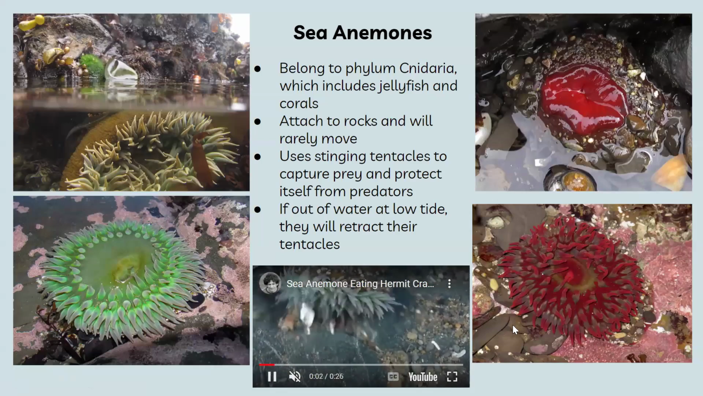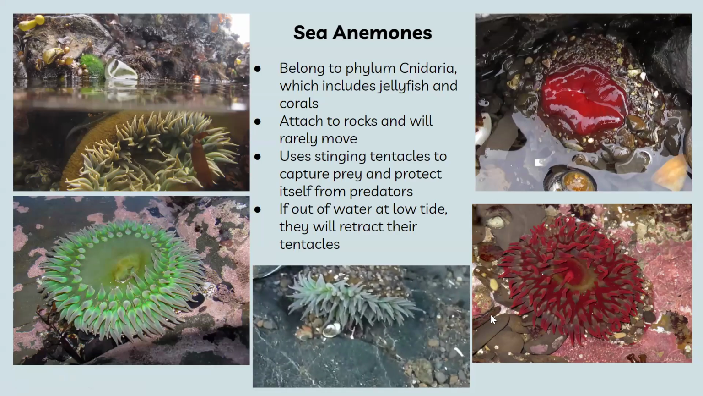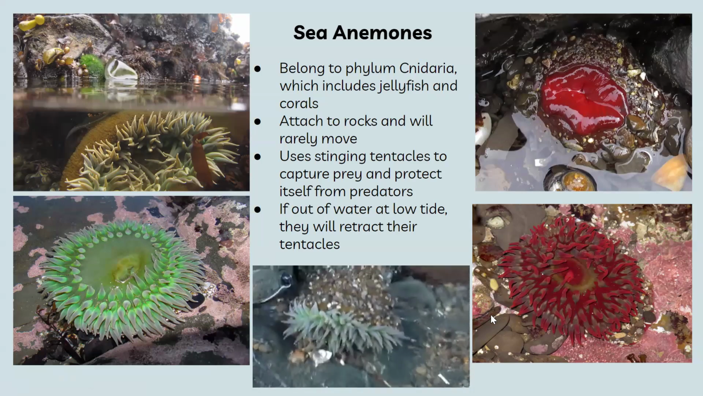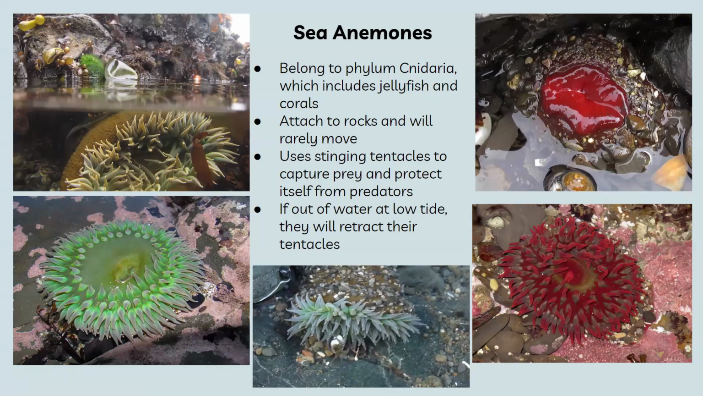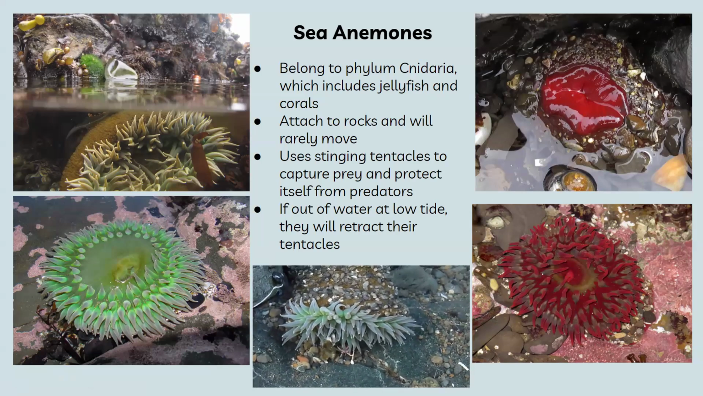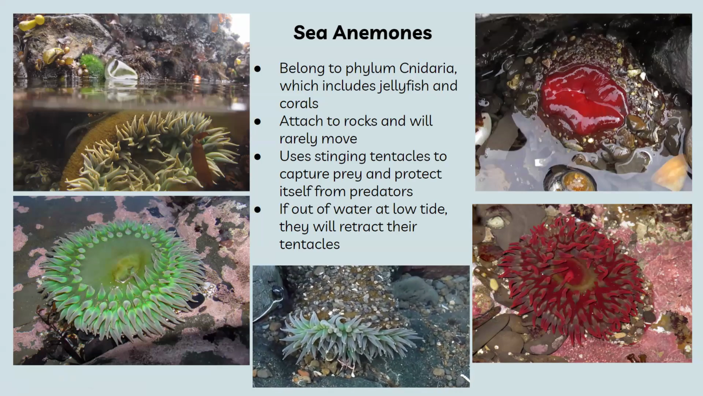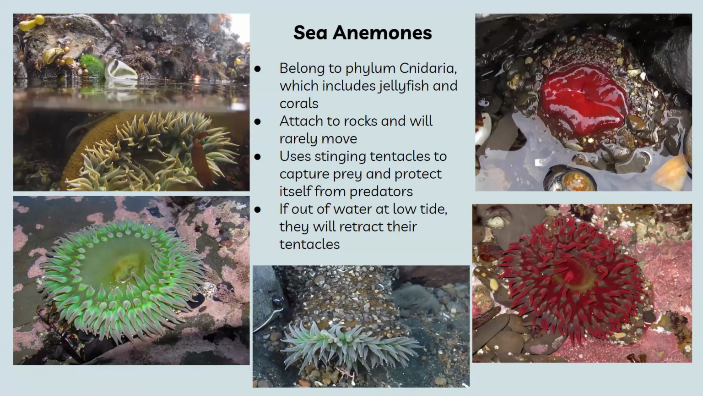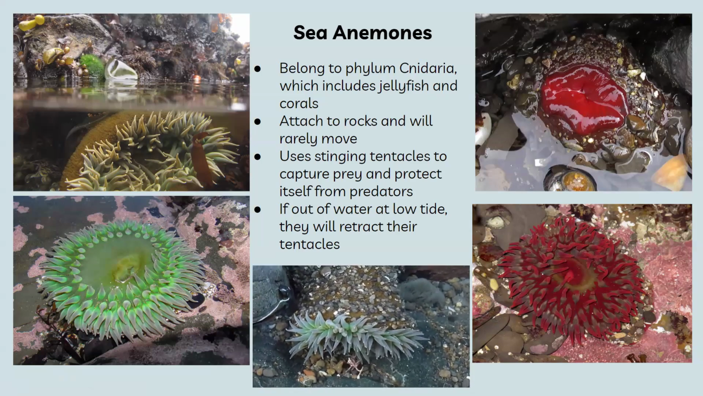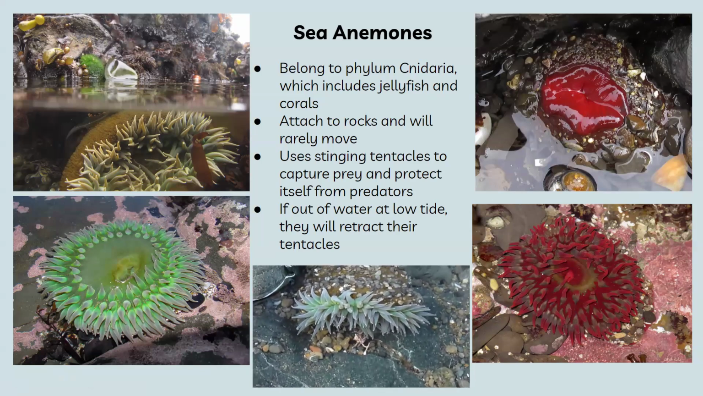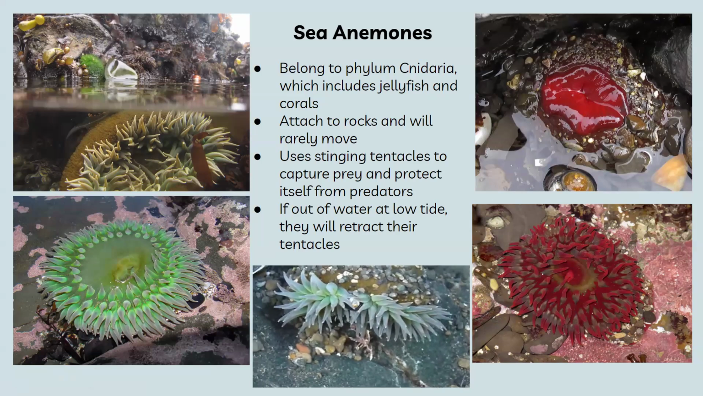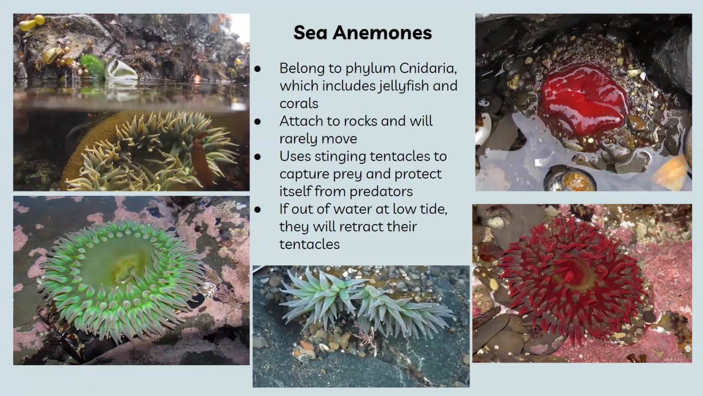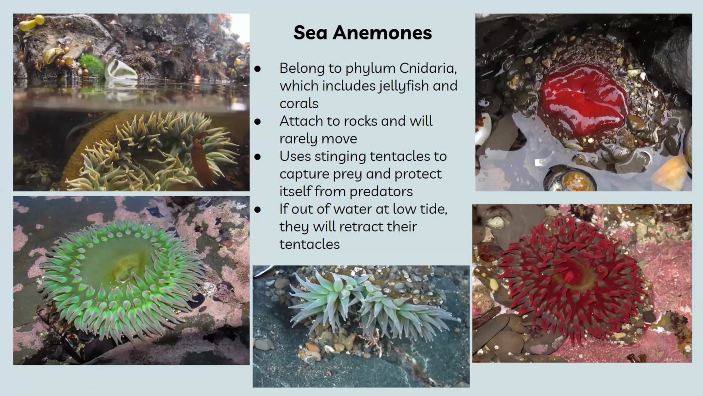This is a video of a sea anemone eating a crab. You can see when something was dropped, the tentacles come out and grab onto the hermit crab and the snail, and pull it all the way inside into their oral cavity in the middle. Then they eat that, and they spit out all the shells and bones that are not digestible.